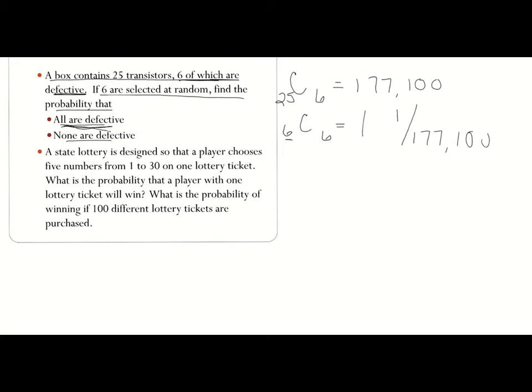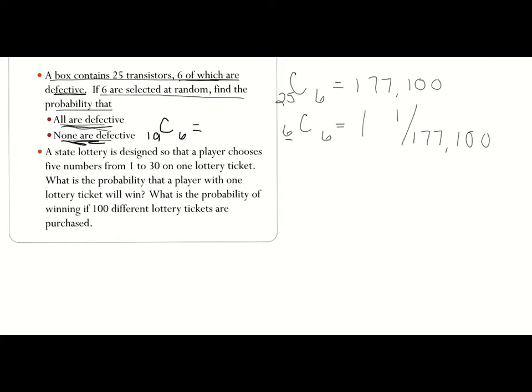Now, we also want to know if all or none are defective. So to find that, we're going to do a combination again. This time, instead of putting 25 here, the number that are not defective are 19, because 6 of the 25 are defective. So that leaves 19 that aren't defective, and we're choosing 6.